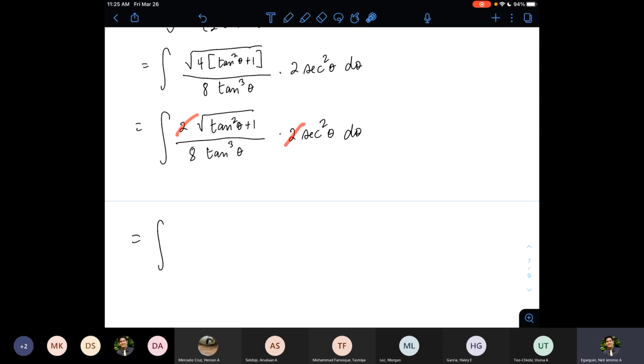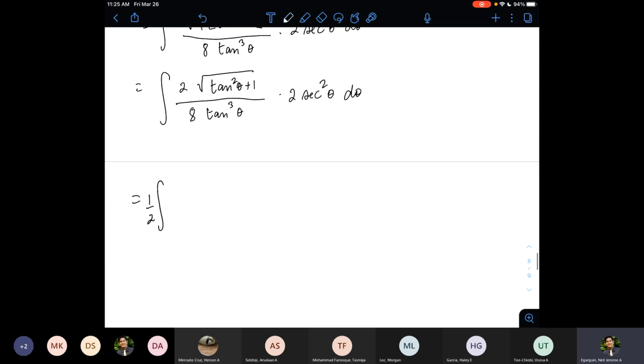2 times 2 is 4 divided by 8, so that's going to be 1/2. I can put that outside of the integral. And then this guy, the radicand, tangent squared theta plus 1 is simply secant squared from the Pythagorean identity. And that's exactly why we chose that trig substitution, because that trig substitution will allow us to get rid of the radical.